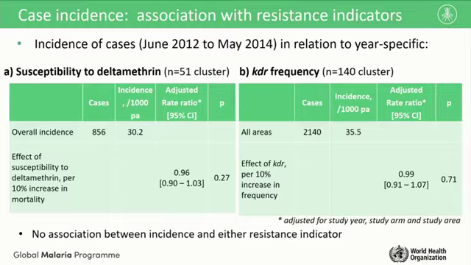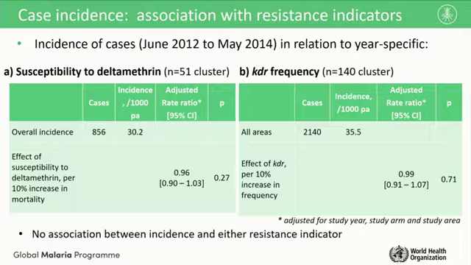So we'll take you through a snapshot of both the case incidence data and the prevalence data. We have two tables here. The table on your left is looking at phenotypic measures, and the table on the right is using KDR frequency. You can see that in 2012 to 2014, we were able to get phenotypic estimates of resistance in 51 clusters, and obviously associated epi indicators.